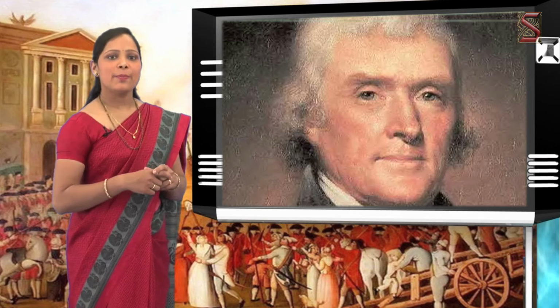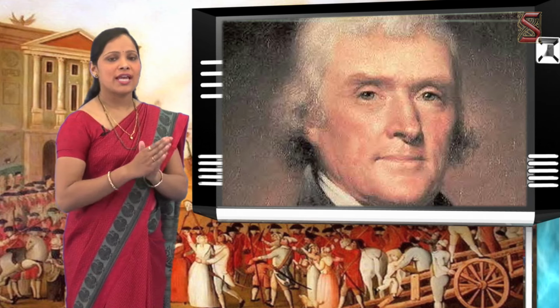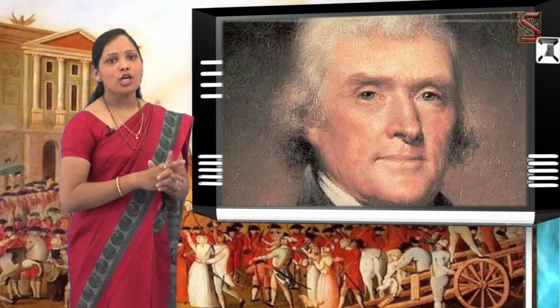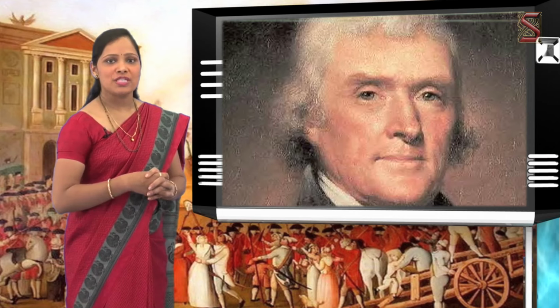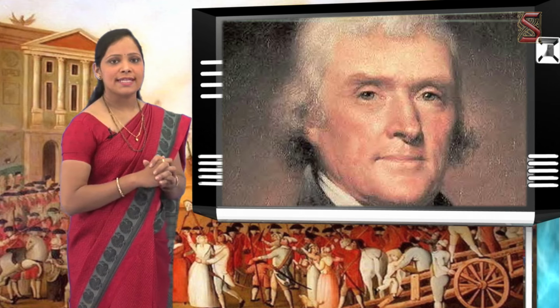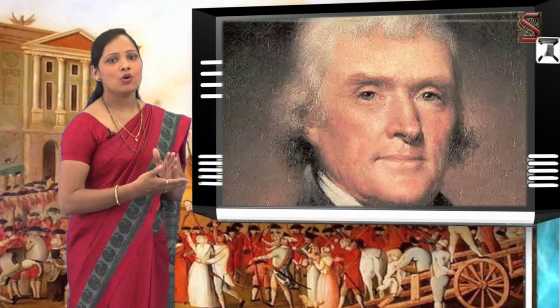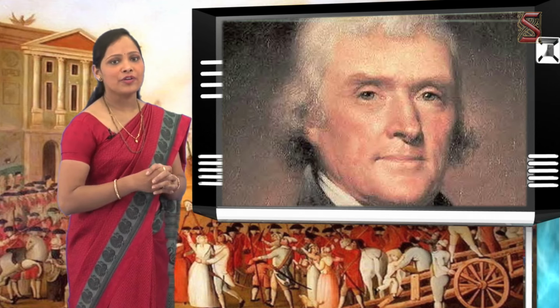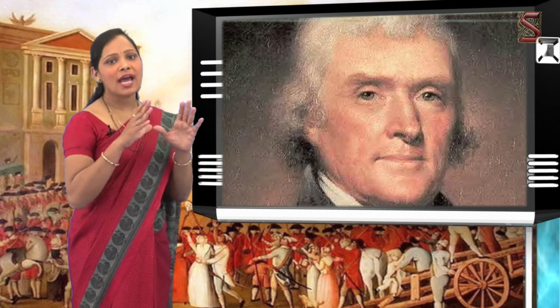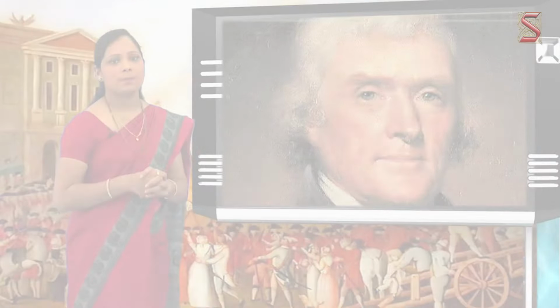The Declaration of Independence was adopted on 4th of July 1776. The third President of America, Thomas Jefferson, was the author of this declaration. A Bill of Rights was also adopted, guaranteeing freedom of speech, religion, and rule of law. This paved the way for the establishment of the United States of America.